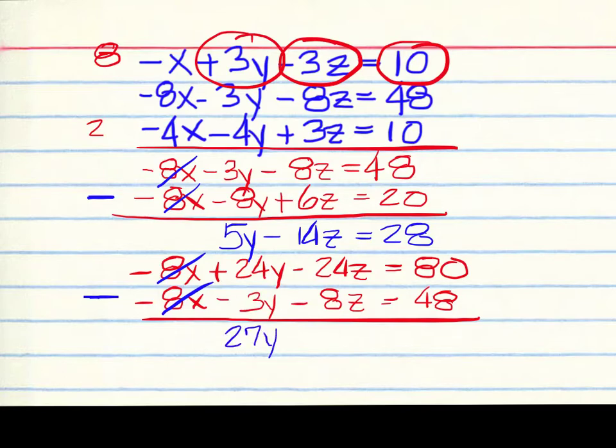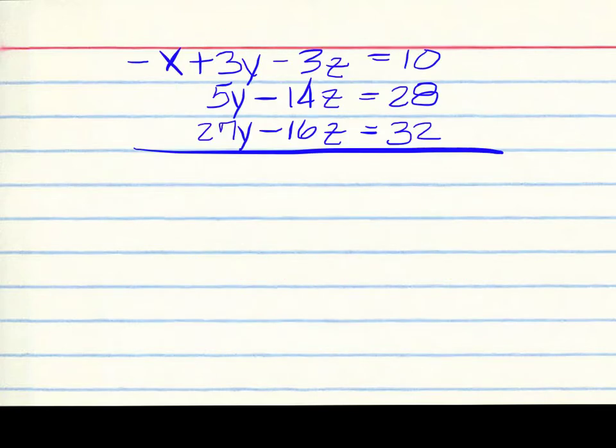And then we go to -24z minus -8z. That's another double negative. That's the same as -24 plus 8. That'll be minus 16z. And then 80 minus 48 is 32. So you want to write that equation down. 27y minus 16z equals 32.